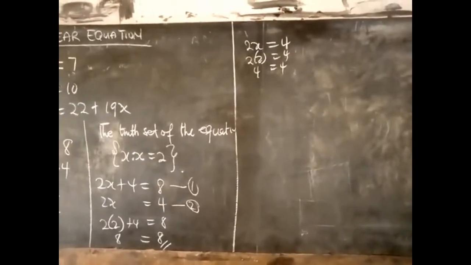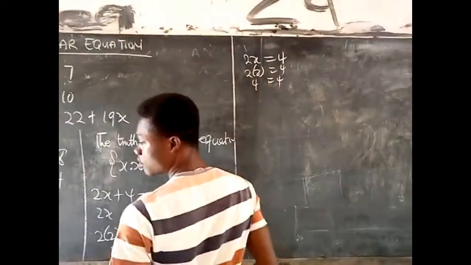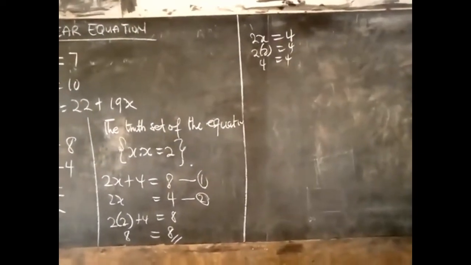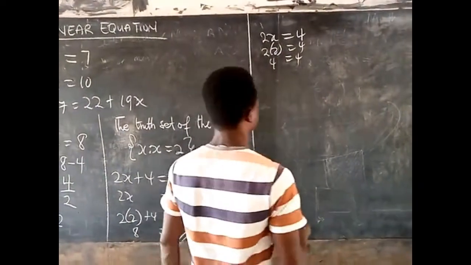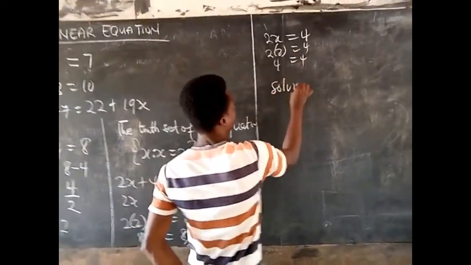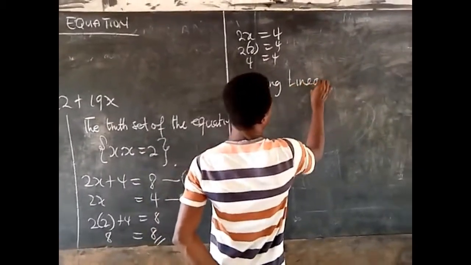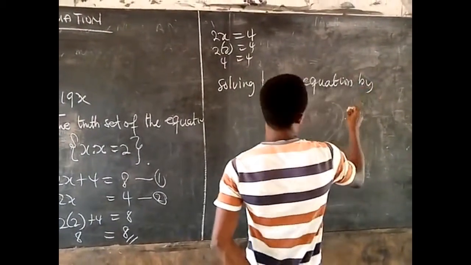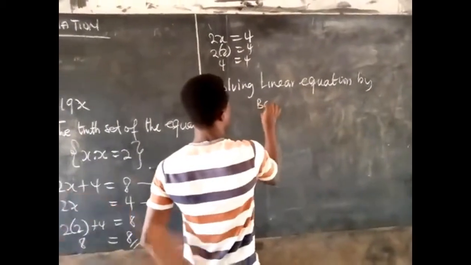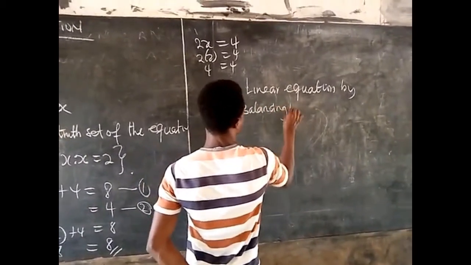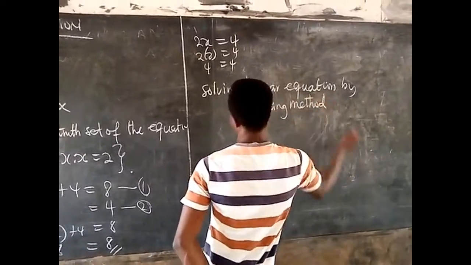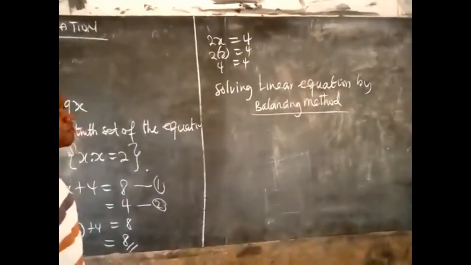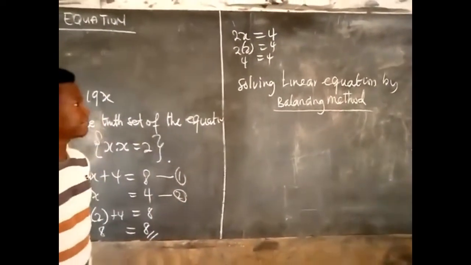So here we are moving to the next means of solving an equation, and it's solving linear equations by the balancing method. We have a general means of solving every linear equation, but we also have a means of solving a linear equation called the balancing method.